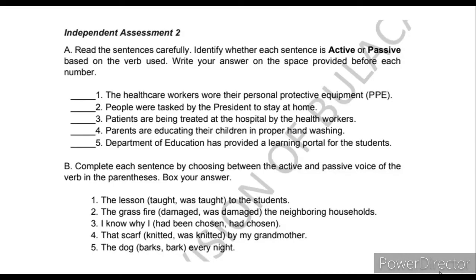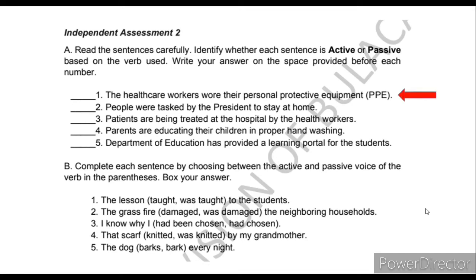Read the sentences carefully. Identify whether each sentence is active or passive based on the verb used. Write your answer on the space provided before each number. So, in this activity, what you will do is to identify. You will only identify if the sentence is active or passive voice. Okay? Let's try number one.